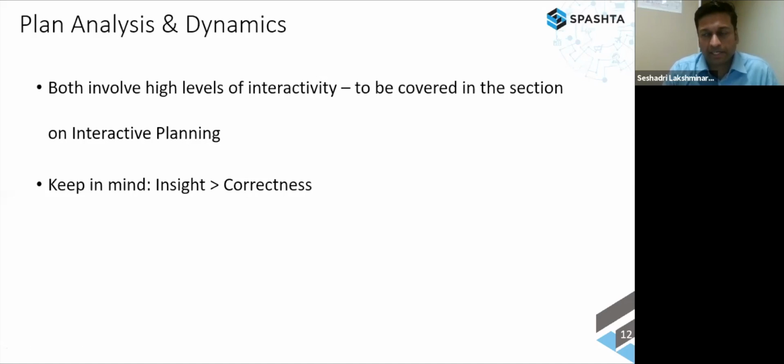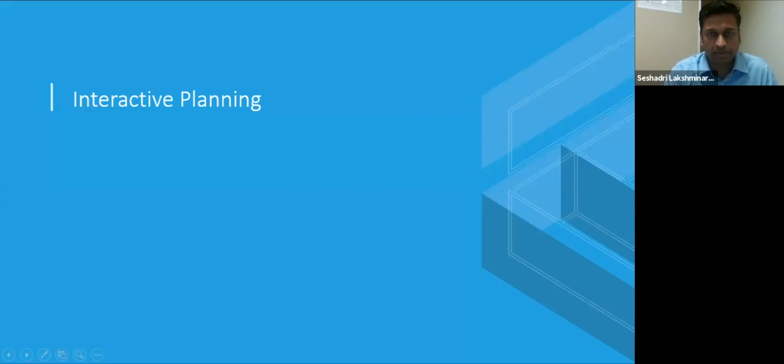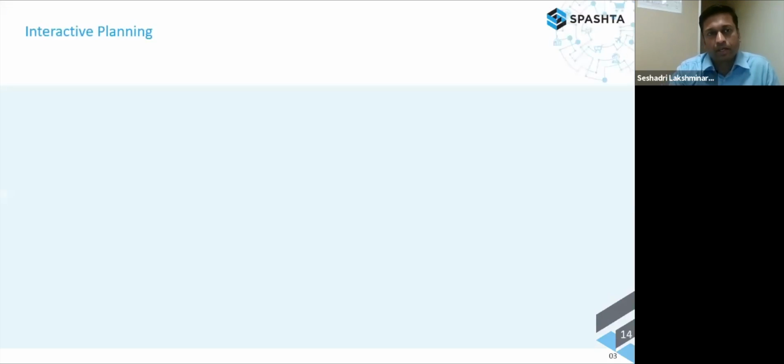So we are done with the planning section. The 3 or 4 points that I wanted to cover as part of planning, which I thought could be useful for planners before we get into interactive planning. I'll pause for a few seconds just to see if there are questions. So I'll move to the next section, which is basically interactive planning.